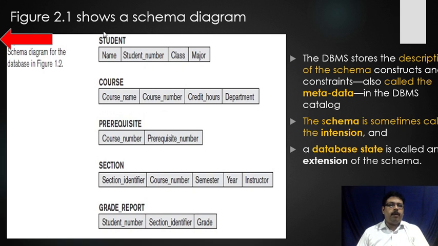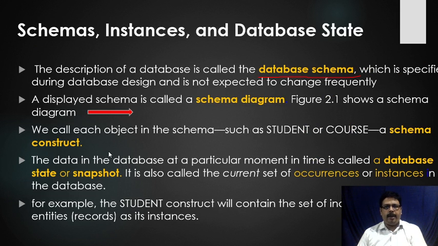Okay, this particular figure gives you a schema diagram, meaning how you are going to represent it. For example, if you represent a university or a college, it will have an entity called student, and you define it as a table. Correct. And it is represented in a schema diagram. Schema diagram will look like this. Correct. And based on the schema diagram, you can design the table. Now here we call each object in a schema, such as student or course, a schema construct.